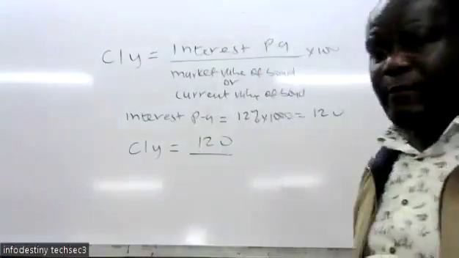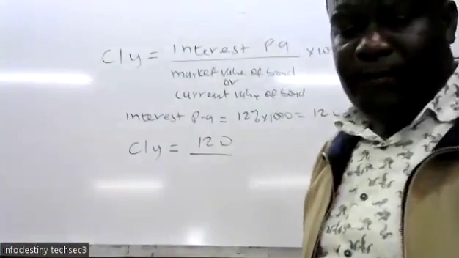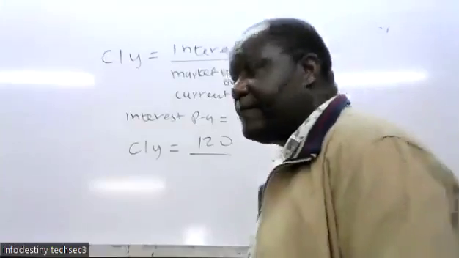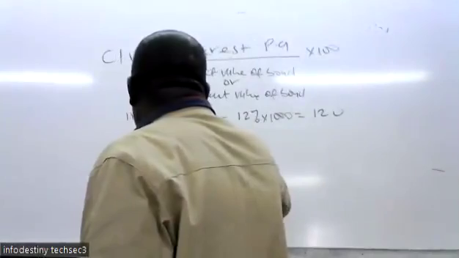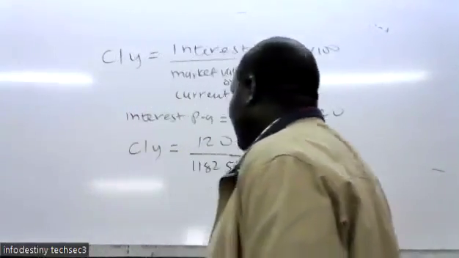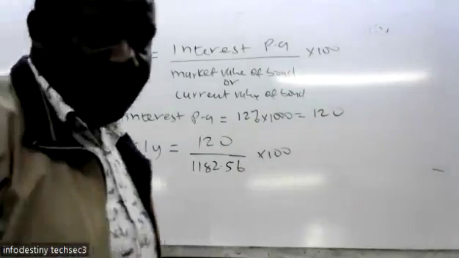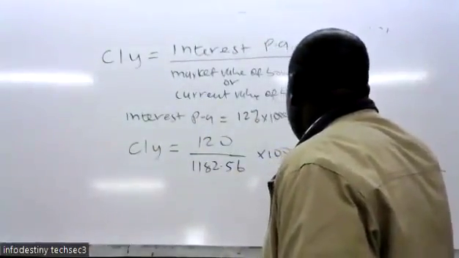For the current value of the bond, you use the Roman letter 1 you calculated. We got 1182.56. Then express as a percentage. So it comes to which percentage? We get 10.15.